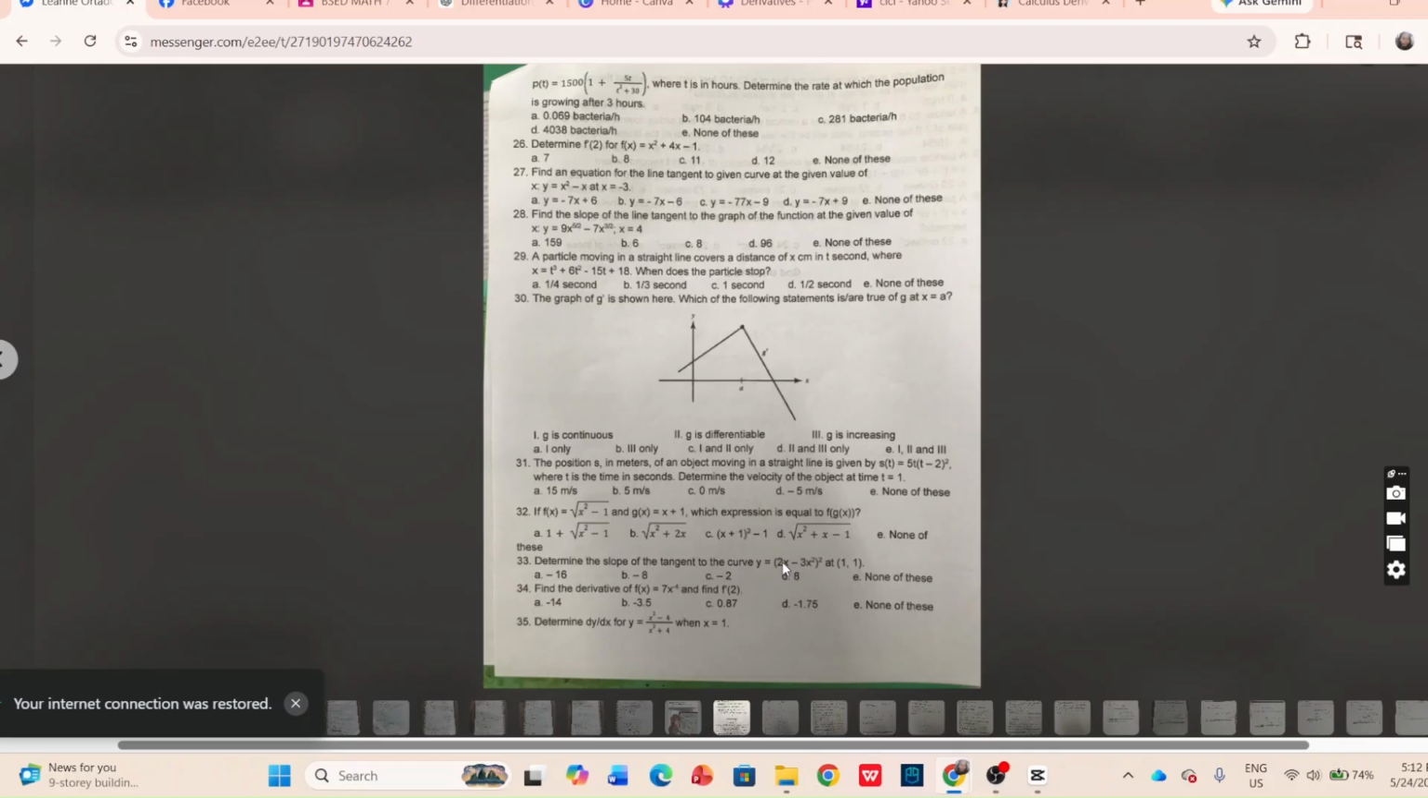So our answer, as its chain rule, is 2 times the quantity of 2x minus 3x squared times 2 minus 6x. Again, chain rule is the derivative of the inner and the outer function, also with respect to the power. So by substituting 1, it gives us 8. So the 33 answer is letter D.